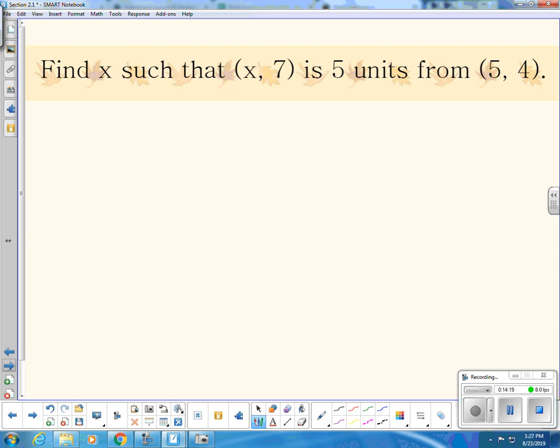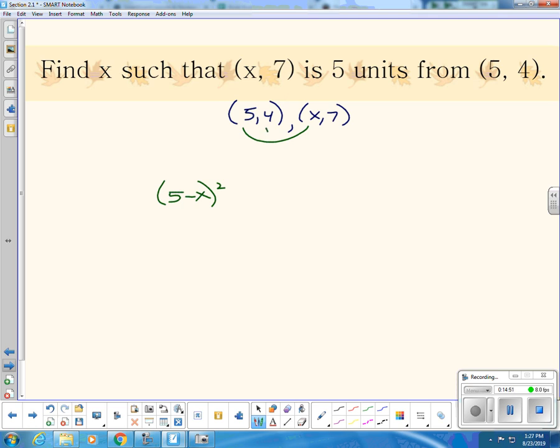All right. Find x such that (x, 7) is 5 units away from (5, 4). So we're saying the distance between (x, 7) and (5, 4) is 5 units. Okay, so let's do our distance. What's the distance between the x's? I don't know. Let's write this, (5 minus x) squared. I do not know. So we're going to just show the subtraction like the distance formula tells you to.